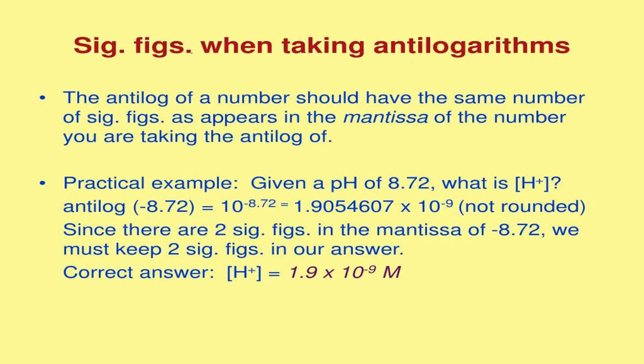How about if it's an anti-log? Now, an anti-log should have the same number of significant figures as appear in the mantissa. Remember, that's the number after the decimal point of the number you're taking the anti-log of. A good example of it is a pH of 8.72. What is the hydronium ion concentration? So, take note. This is, once again, your characteristic, the 8. 0.72 would be your mantissa. Since 0.72 has two sig figs, that means our answer should have two sig figs.